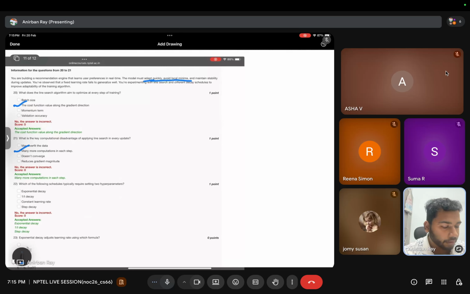Okay, which schedule requires setting two hyperparameters? This exponential is one, because you need the k of the exponential as well. So it gives a decay of the learning rate, but the decay parameter you don't need to set. Okay, 1 by t, there is nothing. 1 by t also has a parameter, I think t is the parameter here. Okay, constant learning rate you don't need, and step also means how many steps you want to reduce. Okay, so these are the answers.